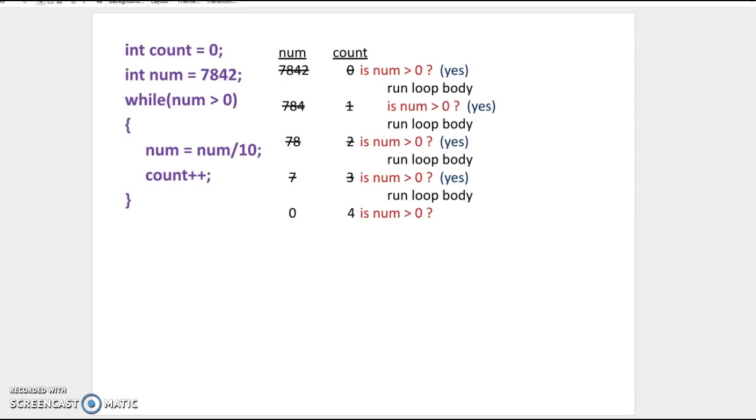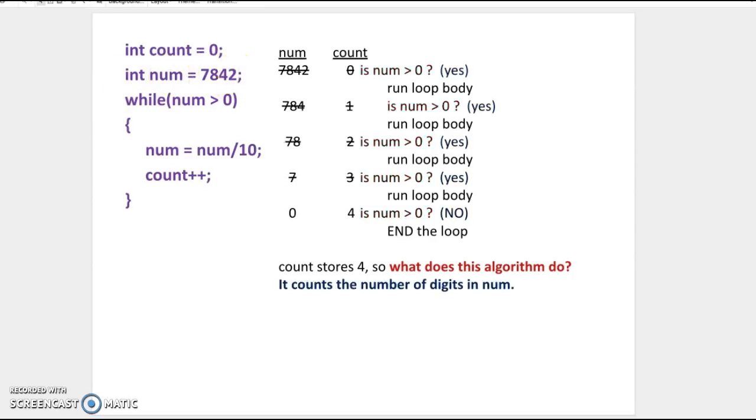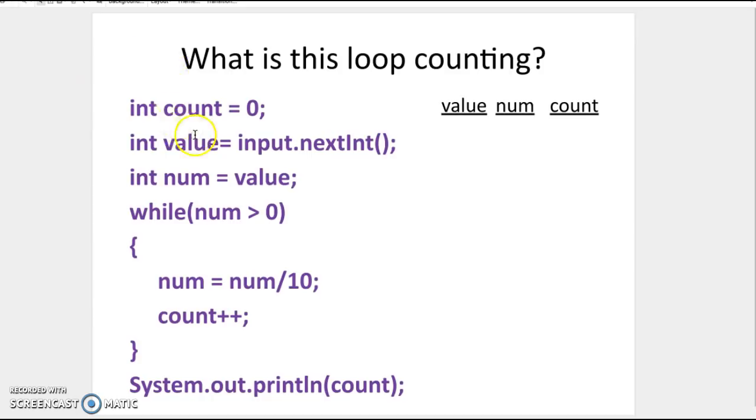And now when I ask is num bigger than 0, I get a no, so I end the loop. Right now count has 4 in it, and so the question is, what does this algorithm do? And if you didn't figure it out, it's counting how many digits this number has. So in the original example of code on the first slide, again it was read in from the user, and then count was printed out at the end.